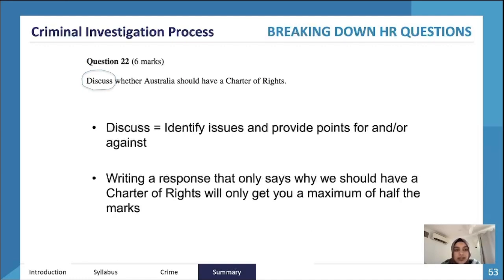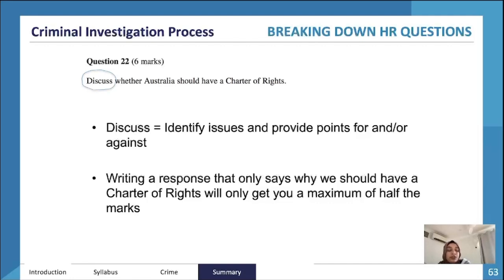So for example, here's a discuss question. Discuss whether Australia should have a Charter of Rights. So you want to be able to identify issues and provide points for and/or against this. What are the advantages of a Charter of Rights and what are the disadvantages of a Charter of Rights? Writing a response that only says that we should have a Charter of Rights will only get you a maximum of half of the marks, because it's a discuss question, so you need to know for and against. So you need to mention that as well, right?